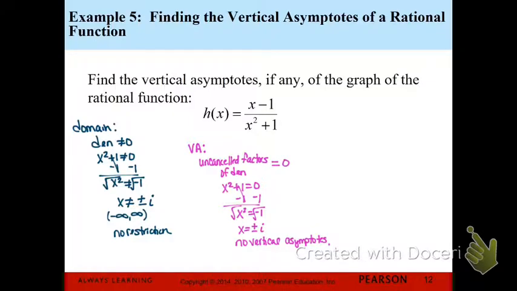Guys, remember I told you your vertical asymptote comes from the restriction in your domain. If you don't have a restriction in your domain, are you going to have a vertical asymptote? No. So if you find your domain is all real numbers, automatically no vertical asymptote. Because your vertical asymptote will be a restriction in the domain.